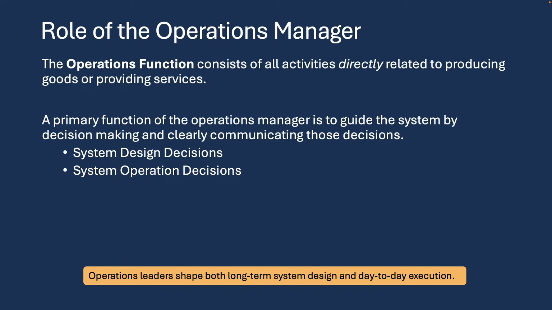Leadership exists at multiple levels. Strategic leaders design systems and constraints, while operational leaders manage within them. Both roles are essential for sustained performance. Operations managers make both system design decisions and system operation decisions. Operations leaders shape both long-term design and day-to-day execution.